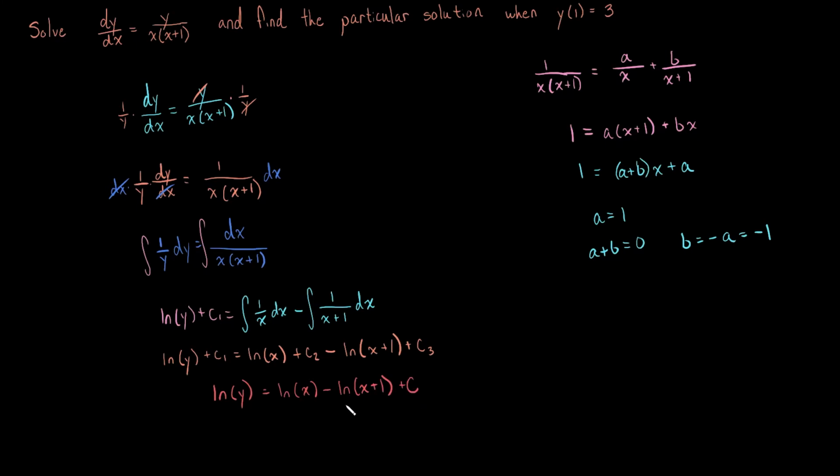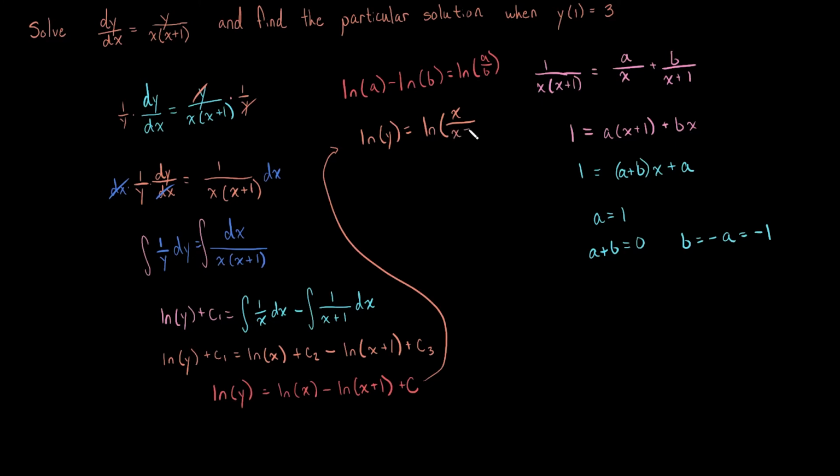plus c. Now, if you go back and remember your properties of natural logarithms, you'll remember that the natural log of a minus the natural log of b is equivalent to the natural log of a divided by b. Knowing that, we can combine these two natural logs right here. We can combine them to be natural log of y is equal to the natural log of x divided by x plus 1, plus c.